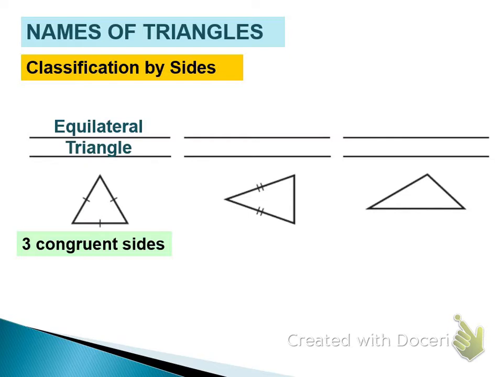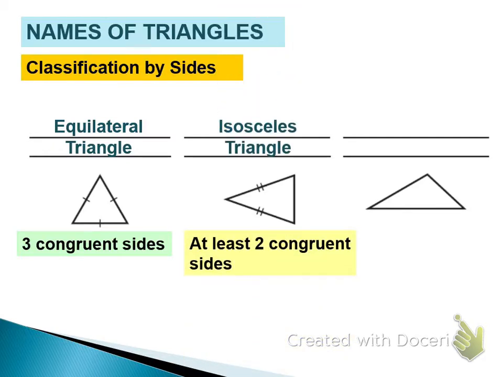How many sides are congruent on our second triangle? 2. So this is called isosceles. Isosceles. This is the hardest word for people to remember. I don't have a cute way to remember it. It's got 2 S's. Actually, it's got 3. That's not helpful. It's got 2 E's. That's all I got. Isosceles.